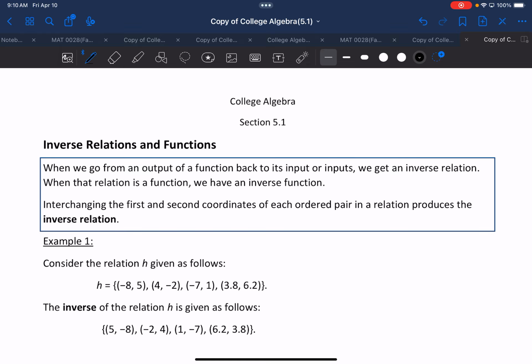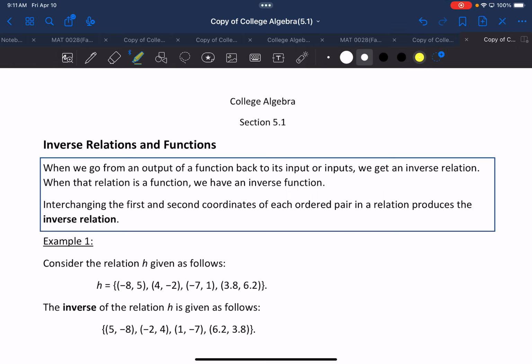So when we get to 5.2 and 5.3, we're going to be talking about logarithmic and exponential functions, which are new types of functions. And those two functions will be inverses of each other. So in 5.1, we're going to talk about what an inverse relation or function is. So that's really what 5.1 is all about, is inverse relations and functions.